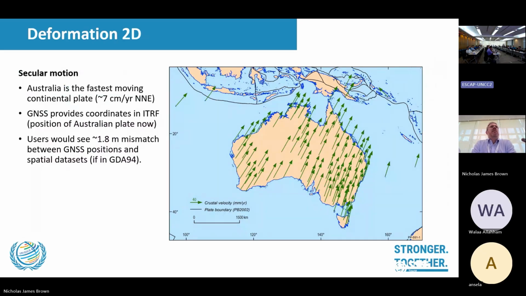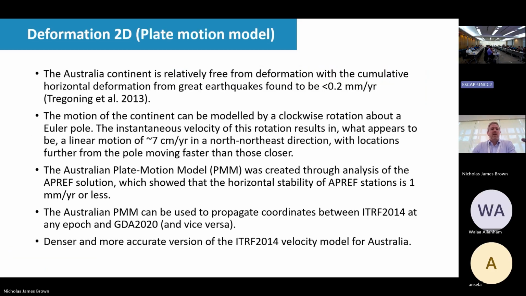We then have the example I've got here with Australia. This is showing that the Australian plate is the fastest moving continental plate, at 7 centimeters per year. The GNSS provides coordinates in the ITRF position, which is the plate now. If we didn't account for that plate motion, and went back to the old data sets in Australia of GDA 94, you'd see a 1.8 meter mismatch between the GNSS position and the spatial data sets that were recorded in GDA 94. So we did some studies before working out whether we needed just the 7 parameter transformation or whether we also needed a deformation model.